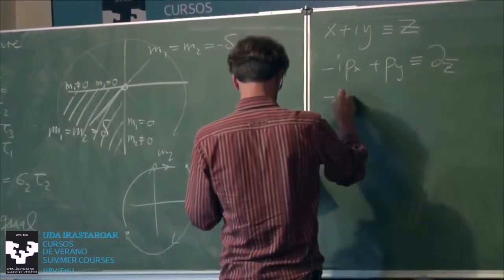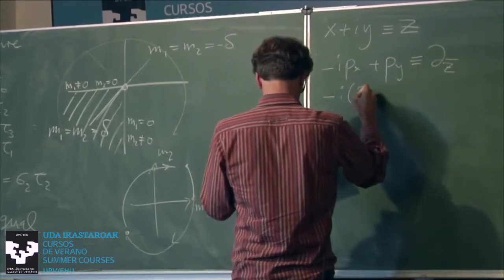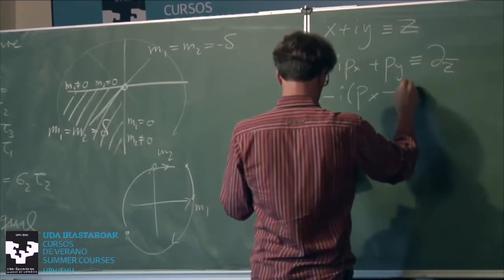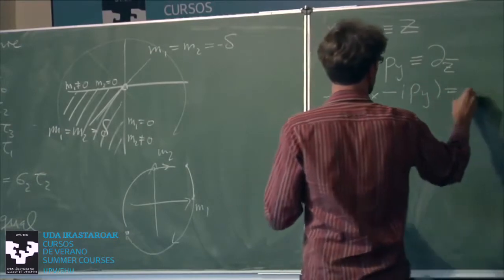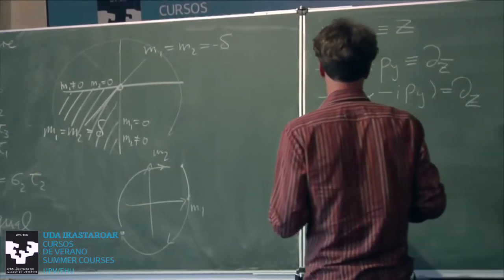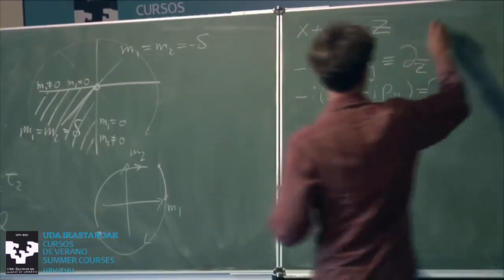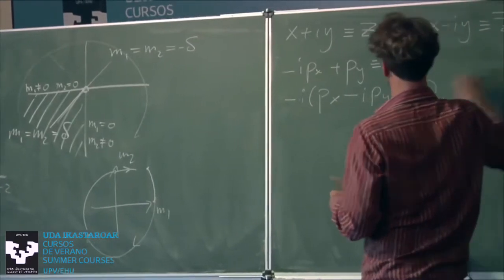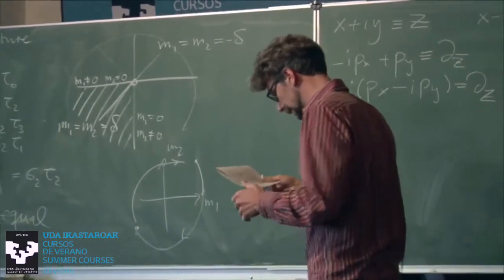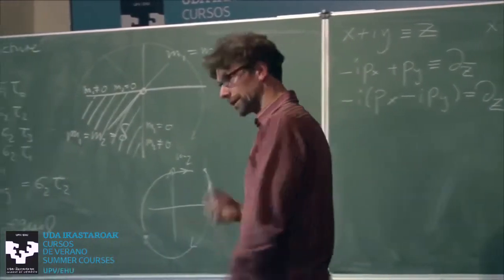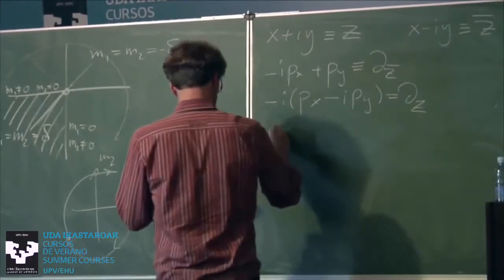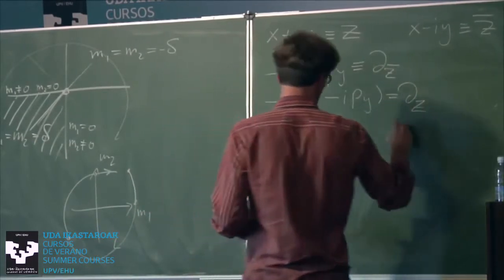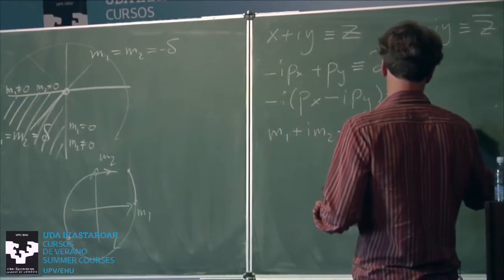And minus i p_x plus p_y, minus i p_y, is going to be partial z, and then x minus iy is z bar, right? So this is just a convenient notation. And I would like to choose the following spatial dependence of the masses. I want to use m1 plus i m2 equal to z, or m1 minus i m2 equal to z bar.